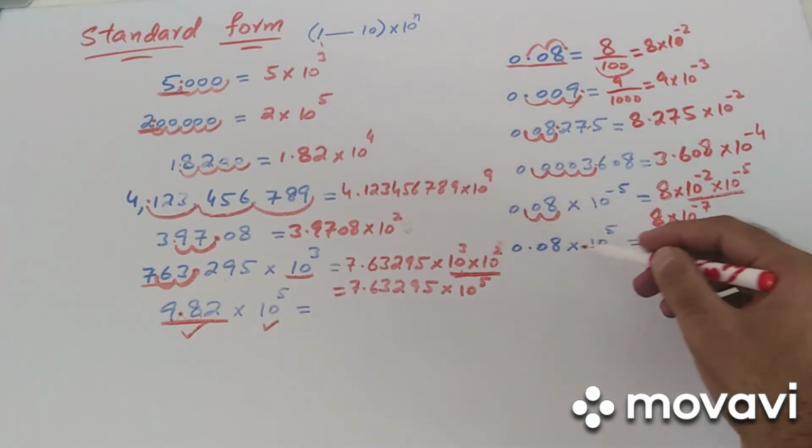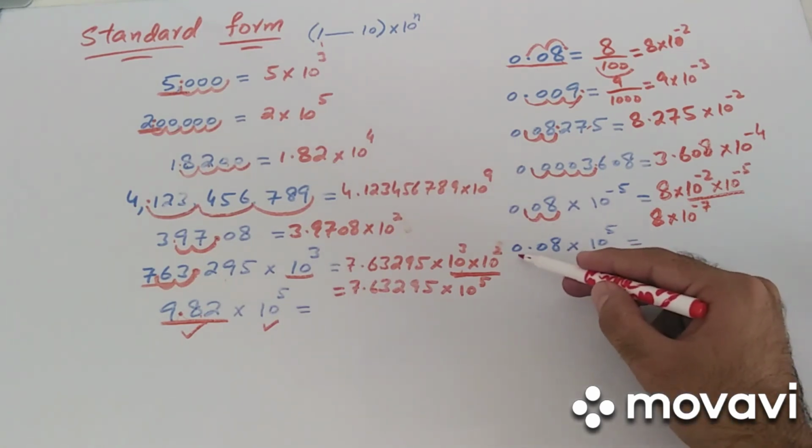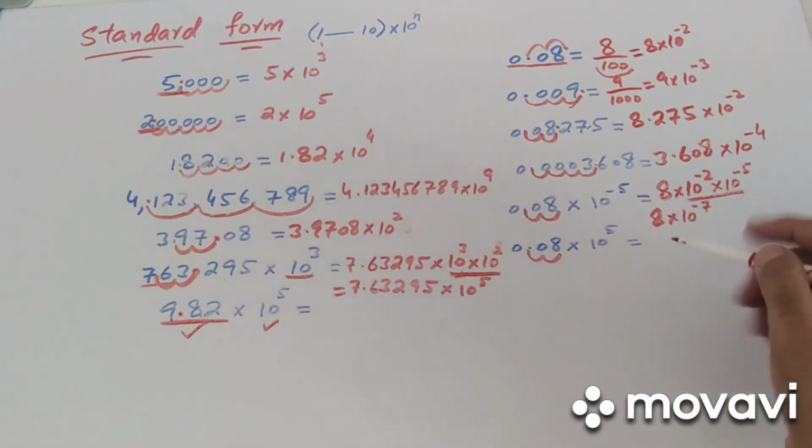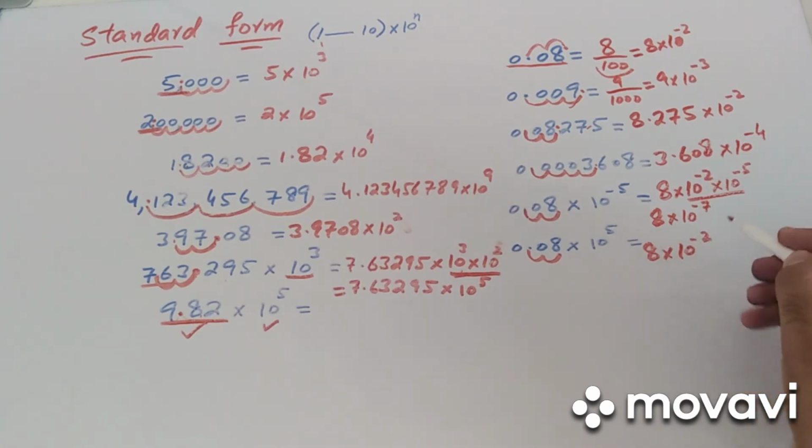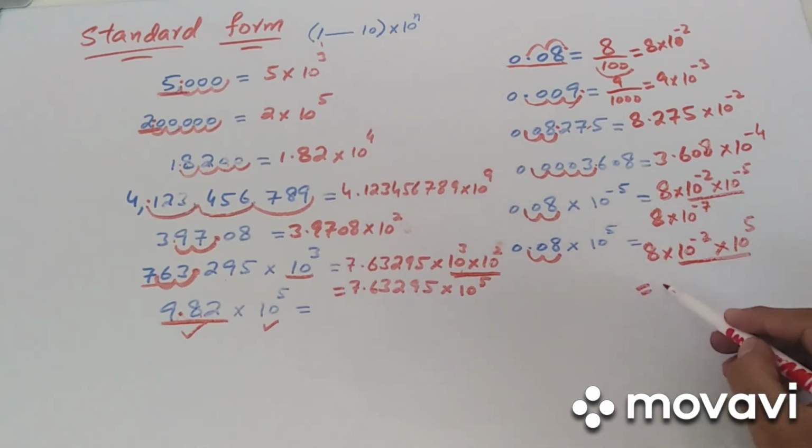And the last one, again 0.08, so you have to move it there. It will be just 8 times 10 raised to power negative 2, and then we already have a power over there, so that's 10 raised to power 5. Again they both are 10s, same bases. If you use the laws of indices, it will be 8 times 10 to the power of minus 2 plus 5? That's 3, so that's the answer.